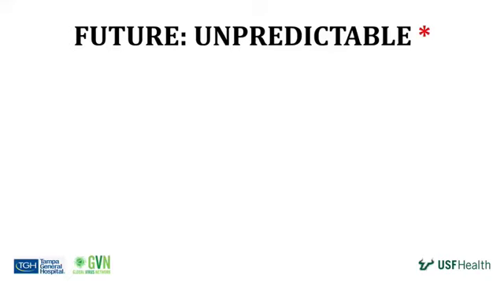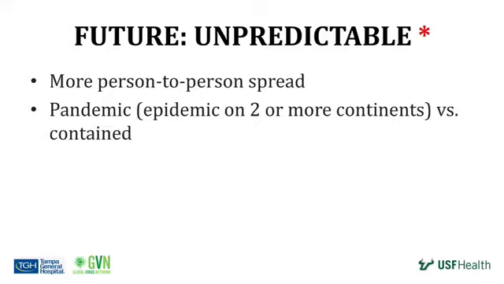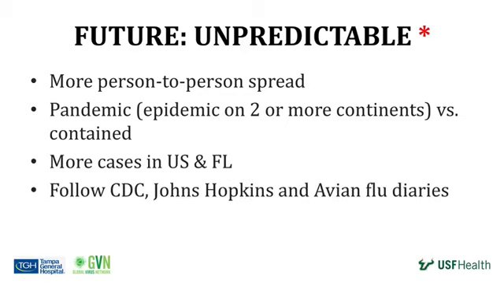So the future is unpredictable. We expect more person-to-person spread. Pandemic, basically, is an epidemic on 2 or more continents versus it being contained. As things stand today, there are many more cases reported out of Italy, South Korea, so we have to stay tuned and see how this pans out. But definitely it's concerning the amount of spread that has happened over a short period of time, and despite a lot of aggressive measures such as quarantining entire provinces. So expect some more cases in the US and Florida.